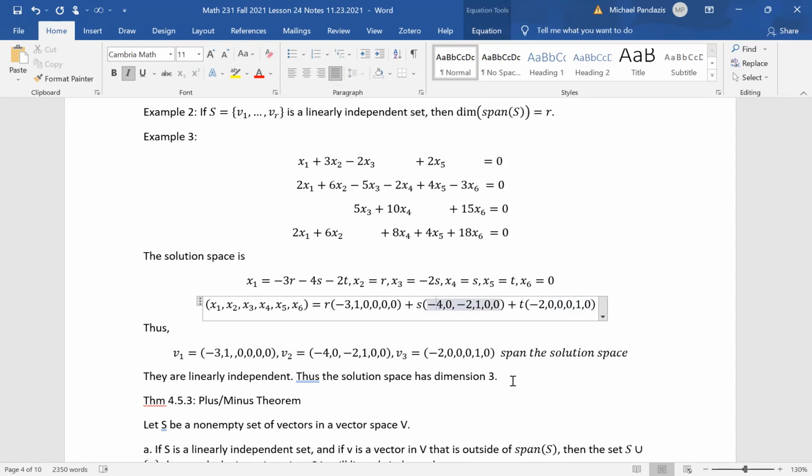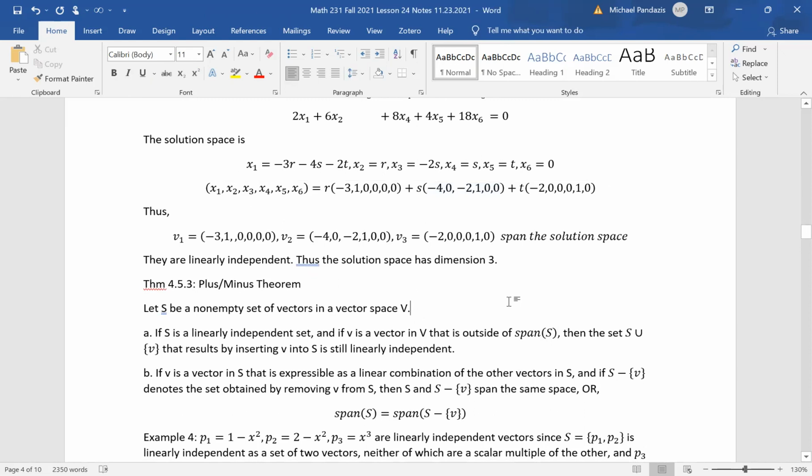Okay. Next is theorem 4.5.3. It's the plus minus theorem. Let S be a non-empty set of vectors in a vector space V. Part A: if S is a linearly independent set, and if v is a vector in capital V that is outside of the span of S, then S union the set containing v is still linearly independent.